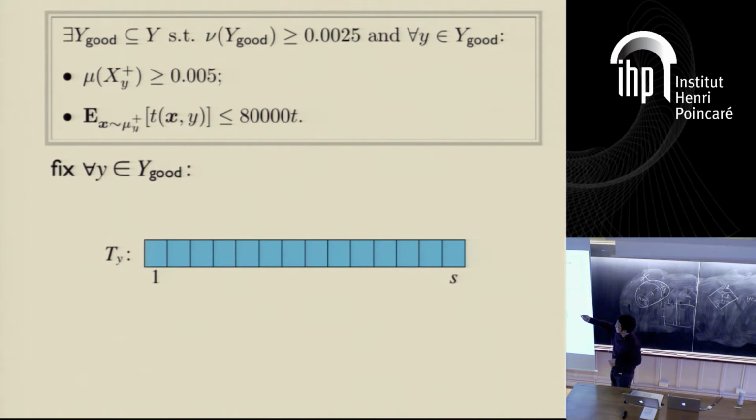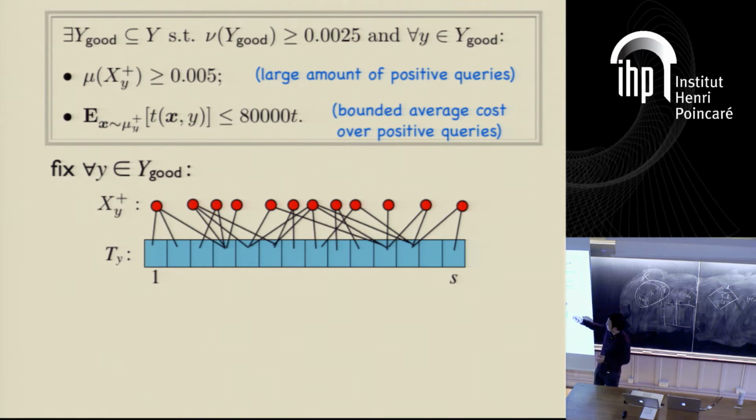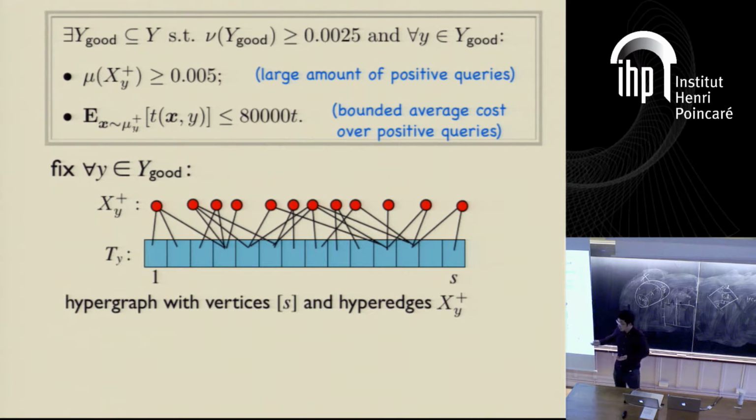But from here, we have the good databases. We only need to find the useful cells for these good databases. So for any good database, when it is stored in a table, we know that this entire table can resolve a large amount of positive queries with a bounded average cell probe complexity. Here, these are the positive queries, and these are the cell probes to resolve them. It gives us a hypergraph with cells as vertices and positive queries as hyperedges. This bipartite structure is just the incidence graph for that hypergraph.